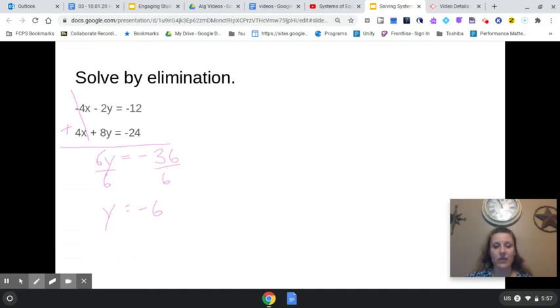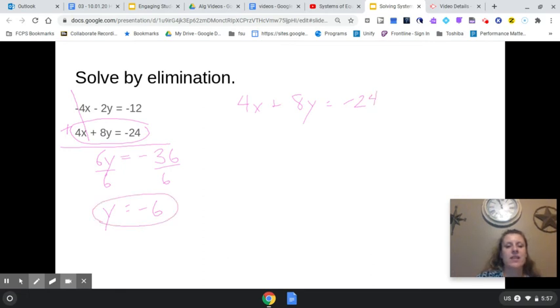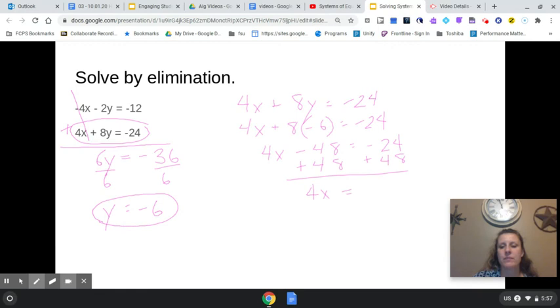Again, we're going to plug that into one of the original equations. I'm going to pick equation number 2. 4x plus 8y is supposed to equal -24. We know y is equal to -6. So 4x plus 8 times -6 is equal to -24. 4x minus 48 is equal to -24. Adding 48 to both sides, we get 4x is equal to +24, and dividing both sides by 4, we get that x equals 6.